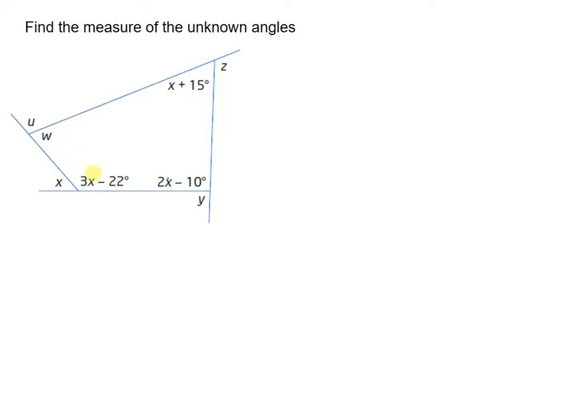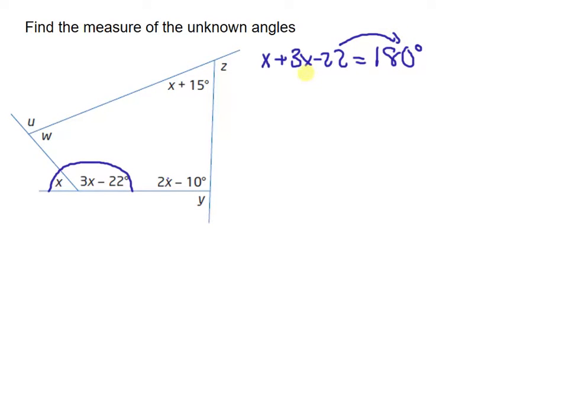So interior angles of a quadrilateral add up to 360 degrees. The problem is we have X, X, X, and W. So we can't solve the interior. However, this connection right here has two angles with the variable x. So we know that x plus 3x minus 22 is going to equal 180 degrees.